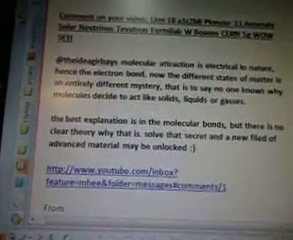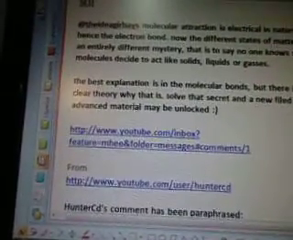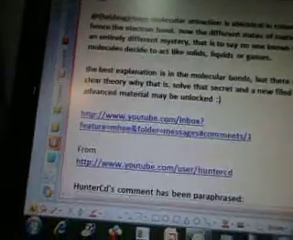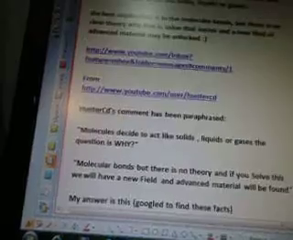Now the different state of matter is an entirely different mystery. That is to say, no one knows why molecules decide to act like solids, liquids, or gases. The best explanation is in the molecular bonds, but there is no clear theory why that is. Solve that secret and a new field of advanced material may be unlocked. And that's from Hunter CD. So Hunter CD's comment has been paraphrased: molecules decide to act like solids, liquids, or gases. The question is why. Molecular bonds, but there is no theory, and if you solve this, we will have a new field and advanced material will be found.